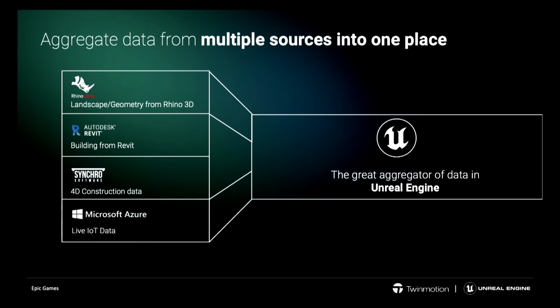And it's not just 3D design data. It's not just BIM data. It's a whole host of different things from a whole variety of different locations. So this is this idea that you could have landscape elements in Rhino, you could have your building in Revit, you can have 4D construction data in Synchro software, and you can even have live IoT data coming from Microsoft Azure.